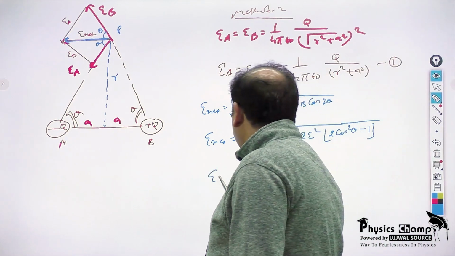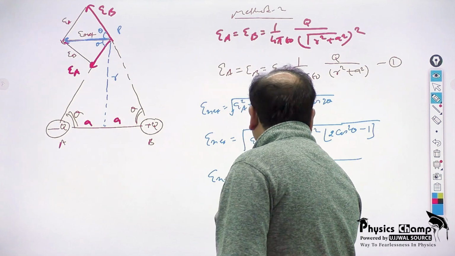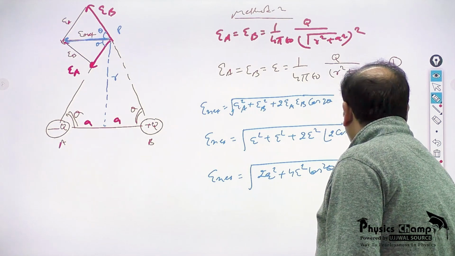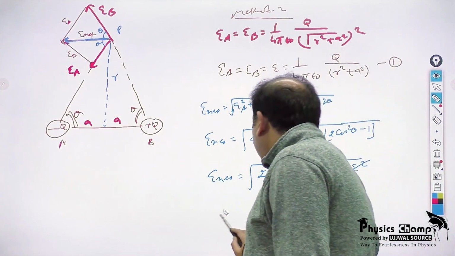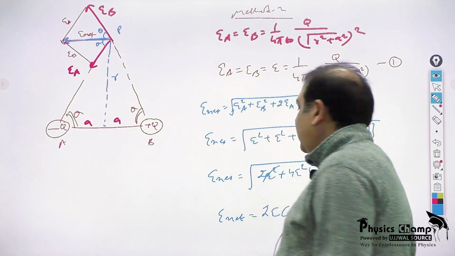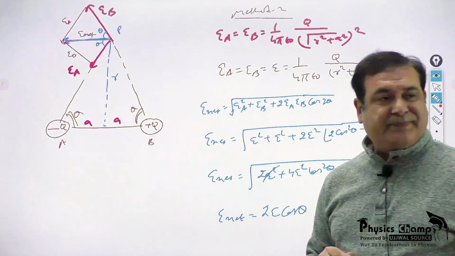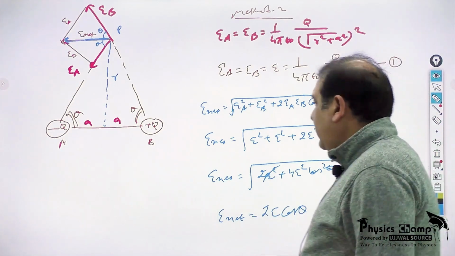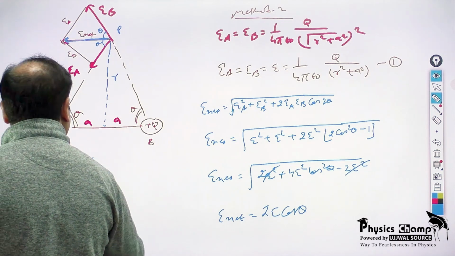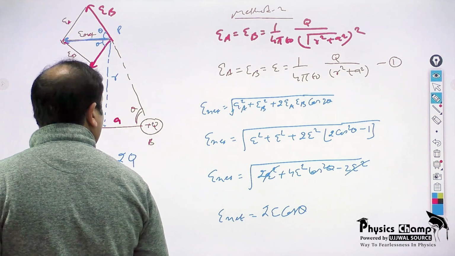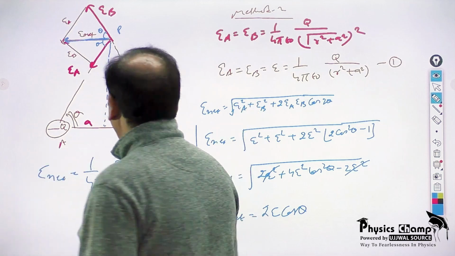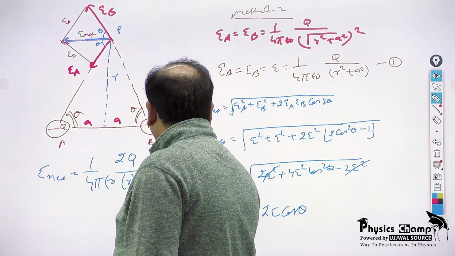So when I look for the net electric field, it will be root of 2E square plus 4E square cos square theta minus 2E square. So the net electric field that we will get is 2E cos theta. It is the same result as we obtained earlier. And the value of each E was 1 by 4 pi epsilon naught Q by r square plus a square, and cos theta, if you put, it is again a by root r square plus a square.